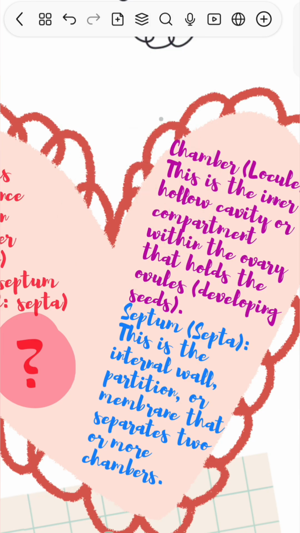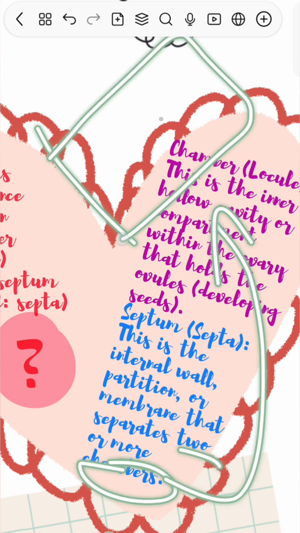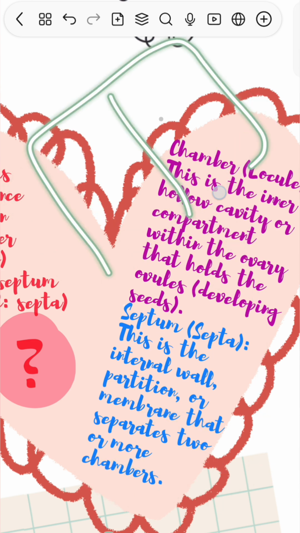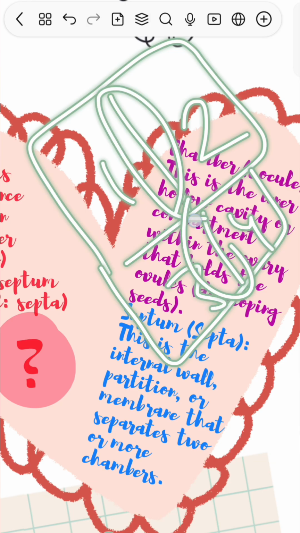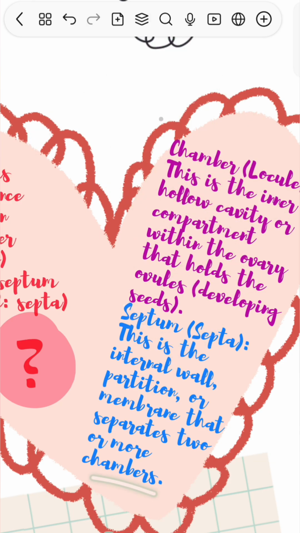Chambers need to be divided by the dividing part, the internal wall or partition or membrane that separates two or more chambers. Like you have rooms, right? You can see how the rooms are separated by walls. This is one room, this is two, this is third, this is fourth. Due to this wall they are separated. Likewise, due to the septums, the chambers are divided and separated. The partitions we call septum.